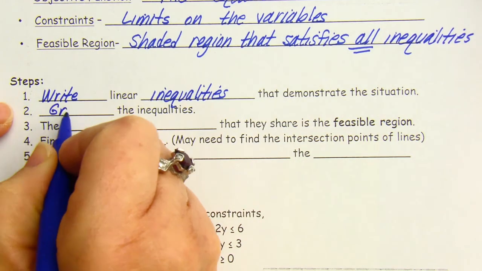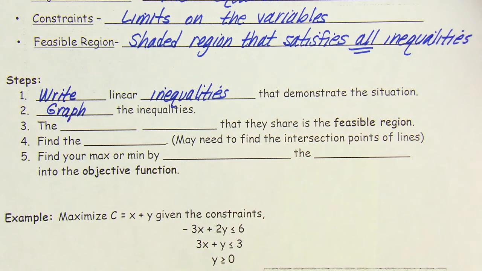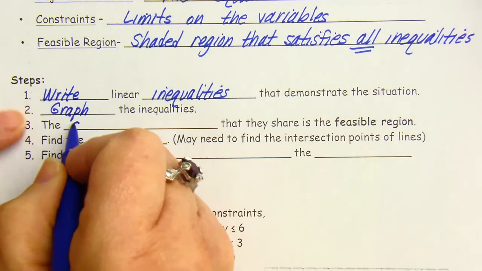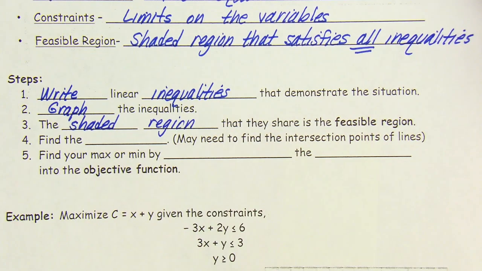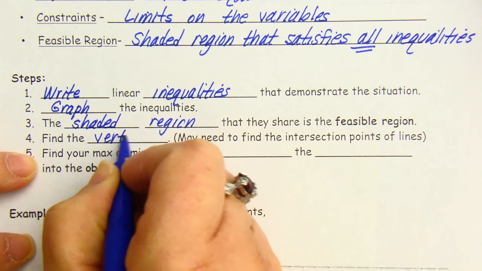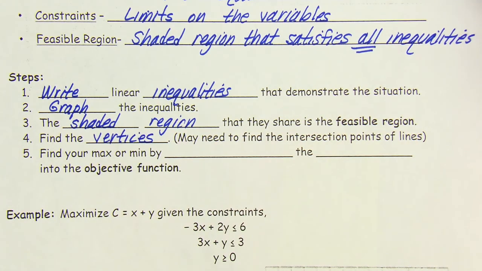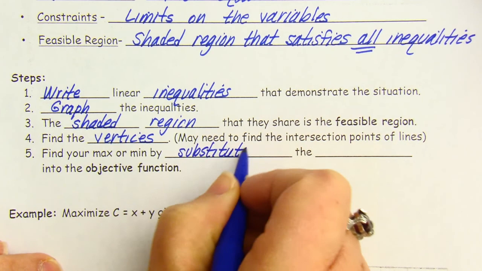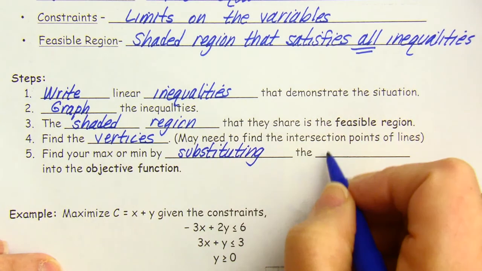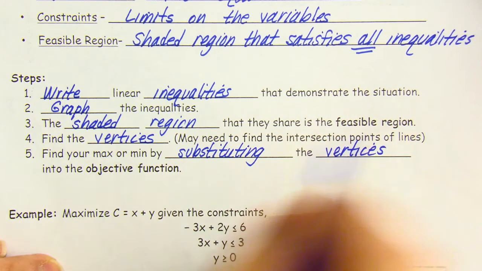You will then graph the inequalities that you're already used to doing. The shaded region that they share is called the feasible region. That's your possibilities of what you can do. We're going to find the vertices and identify their ordered pairs, which could possibly be the intersection points of lines. You then have to find your max or min value by substituting the vertices, or those ordered pairs, into the objective function.